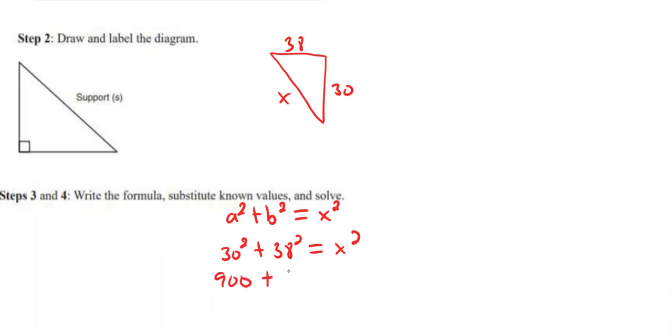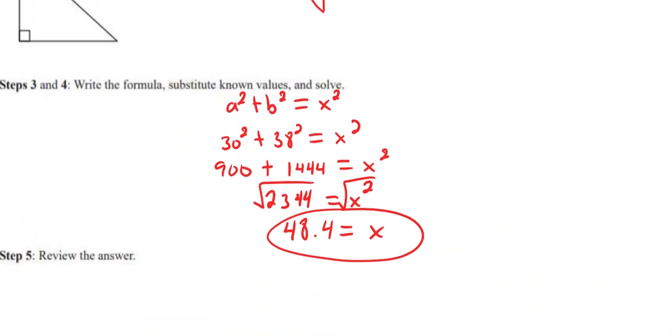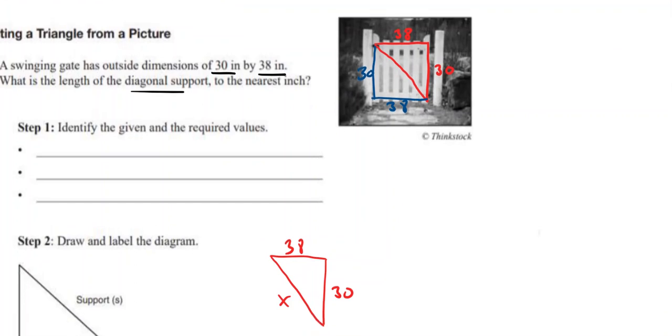So we get 900. And what did you say the other one was? 1,444 is equal to x squared. So we end up getting 2,344 is equal to x squared. All right, so is that it? No. Square root. 48.4. So we get 48.4. I'll keep it rounded to that, is equal to x. Okay, so there you go. That would be the length of our diagonal support. And again, just review your answer, make sure it makes sense, right? And I think we're in the right ballpark there.